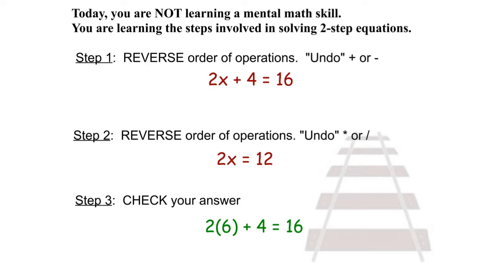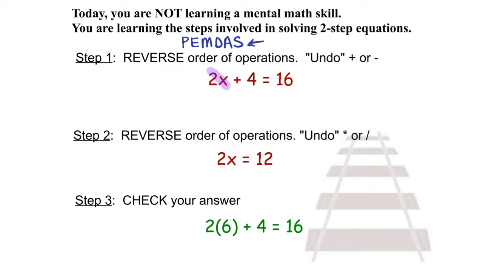Now here's what we're going to be doing today. Today, unfortunately, you are not going to be learning a mental math skill. You have to learn the process for solving two-step equations. Step number 1 says we need to do our reverse order of operations. So think about order of operations as PEMDAS, or GEMDAS if you're thinking of grouping symbols, and we have to work backwards. The big idea is you look at what is closest to the variable, which is the 2x. That has to be separated last.